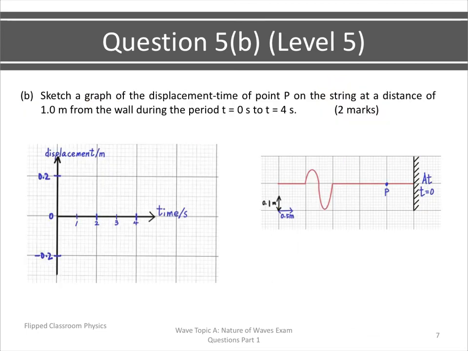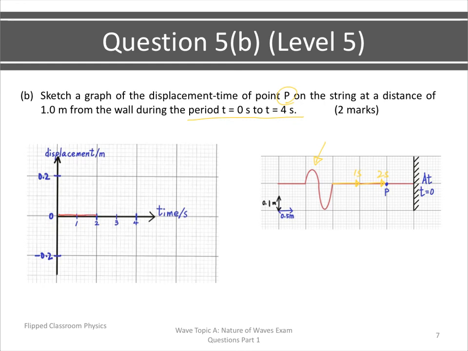Okay, so a drawing. In question 5b, we need to sketch a graph of displacement against time for the point P on the string at a distance 1.0 meter from the wall during the period t equal to 0 to t equal to 4 seconds. The incoming pulse takes 2 seconds to reach point P. So there's no vibration in the first 2 seconds. We can draw on the displacement-time graph like this.